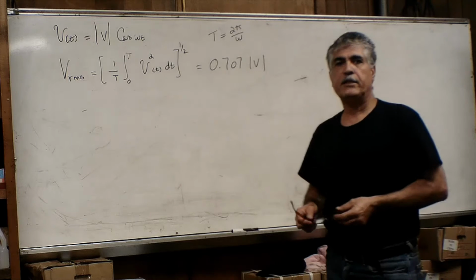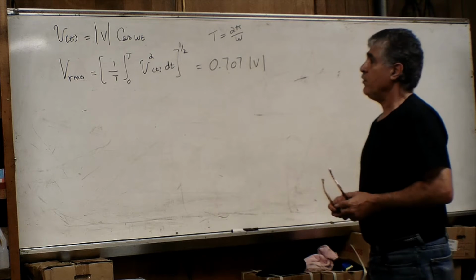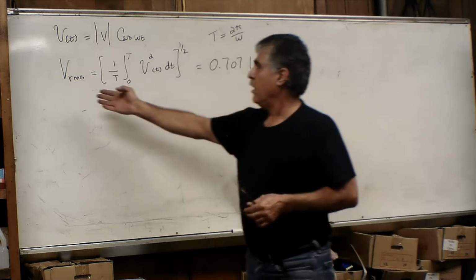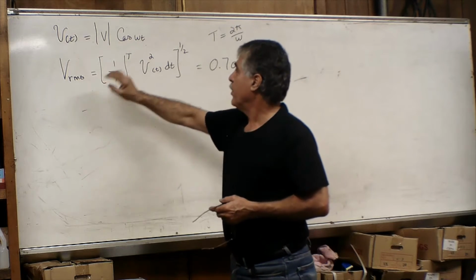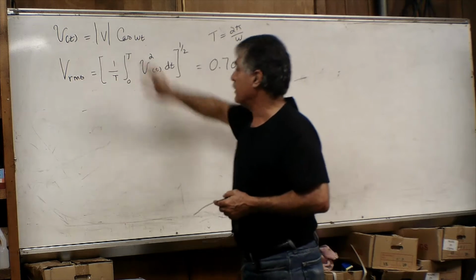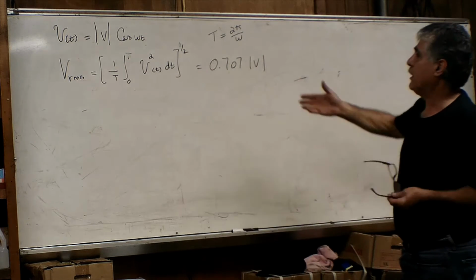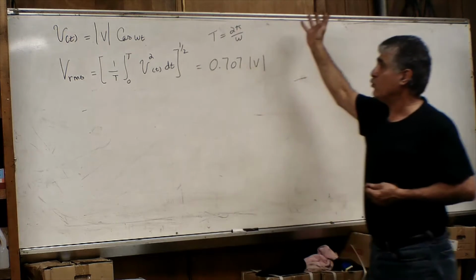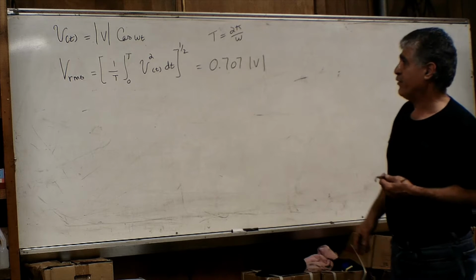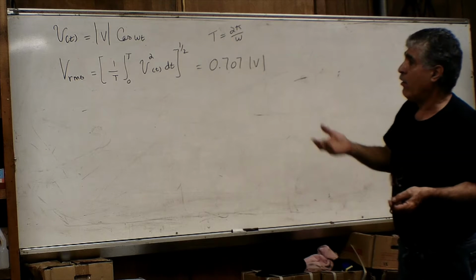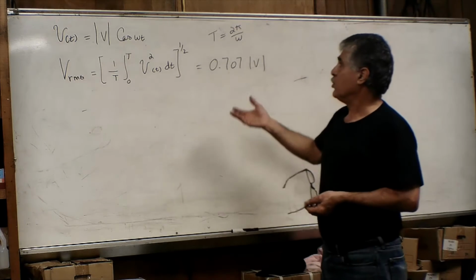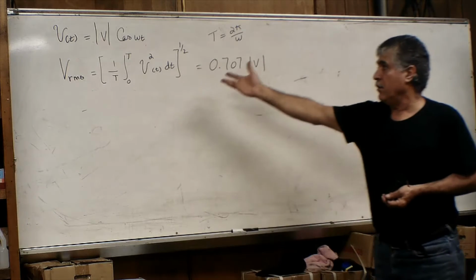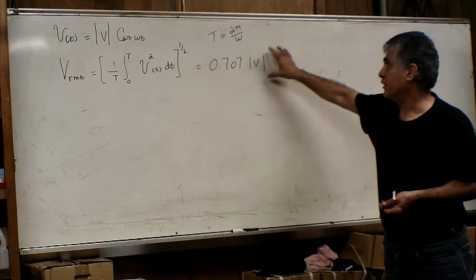A student is getting ready for a test and wants to know how they found this value for the root mean square of this voltage with this expression. The T here is the period, which is equal to 2 pi divided by the frequency. So all we have to do is plug these values into this relationship and find the result.